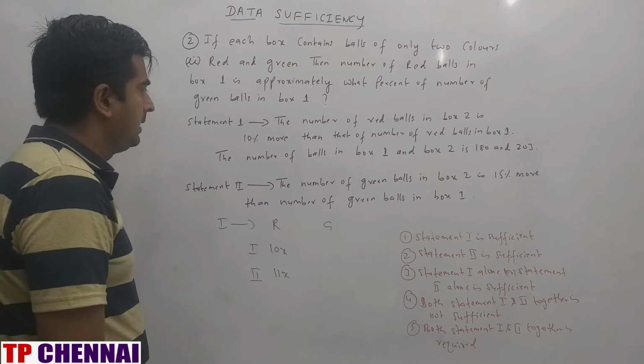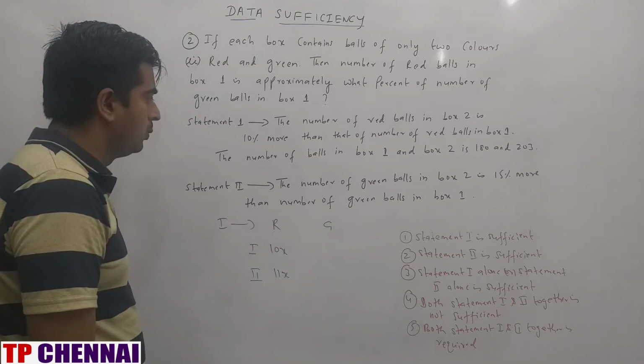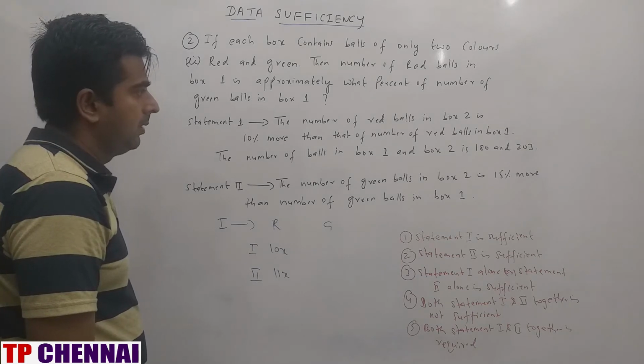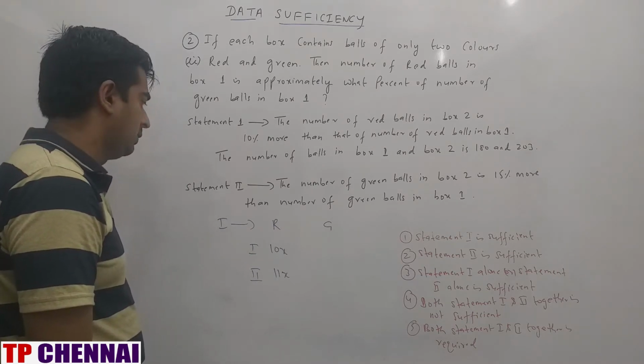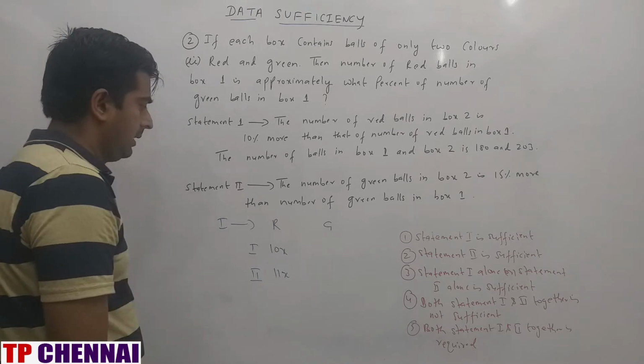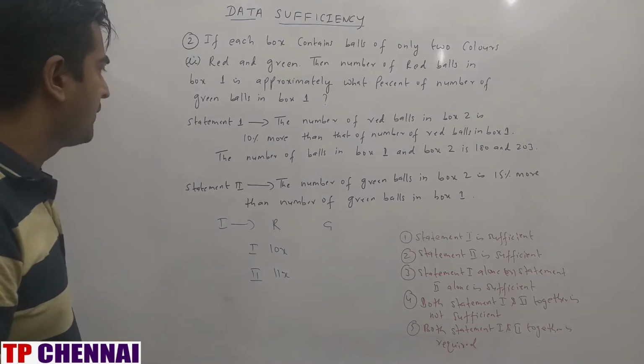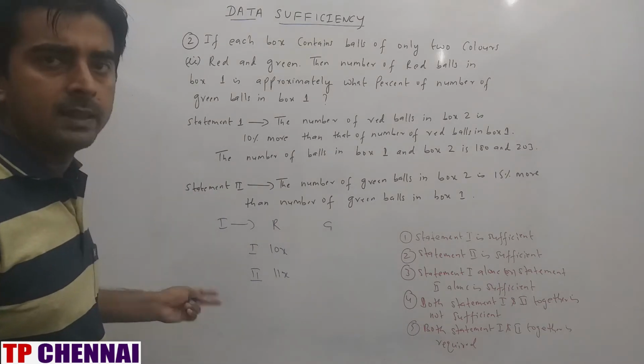Then they are saying that the total number of balls in box 1 and 2 is nothing but 180 and 203. So they have given you the total. So from the first statement, you will not be able to get the answer.